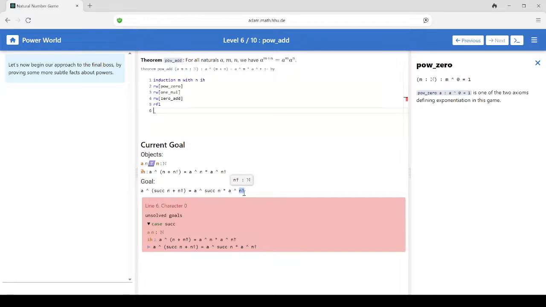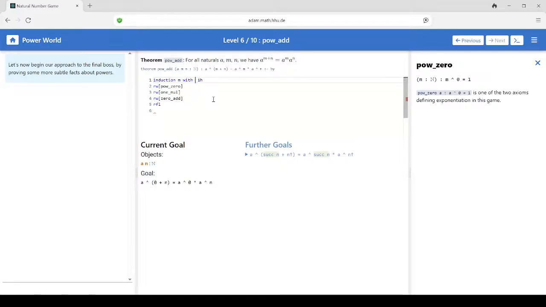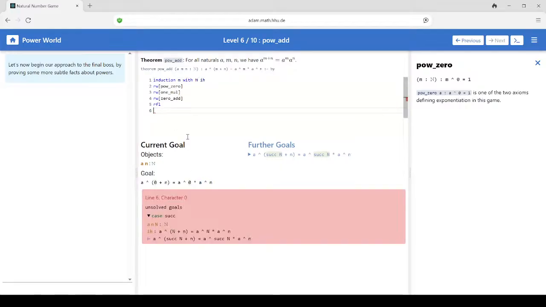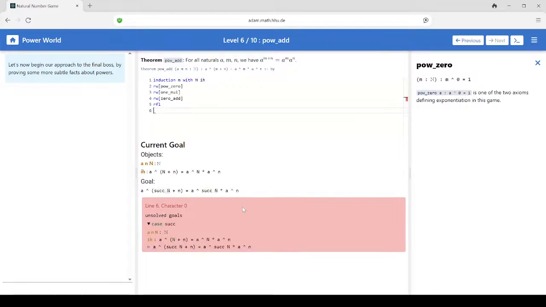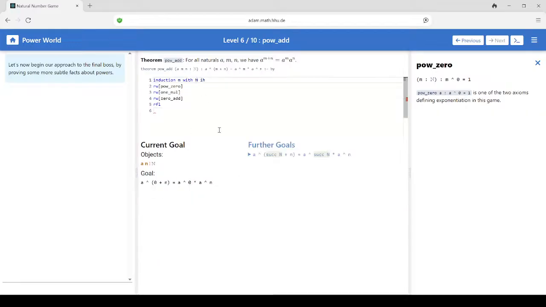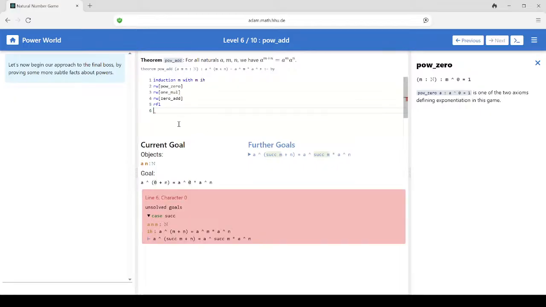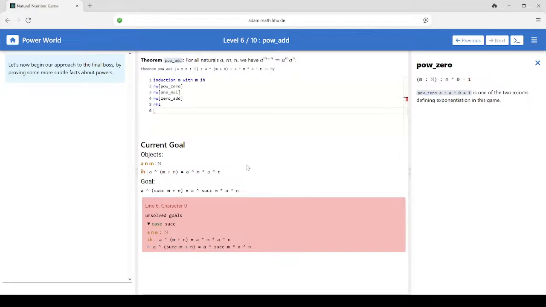Whoa, what's this mean? I have a cross next to my N. Maybe it's because I've already used lowercase n, and so it's making sure that I... No, it's because there's a different n in the equation. If I use m, though, it should be fine. Yeah, there we go. Okay, we're back to where we were.